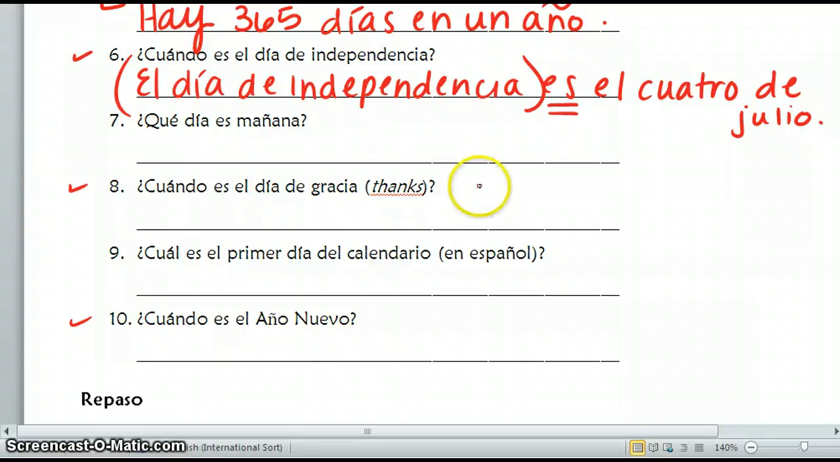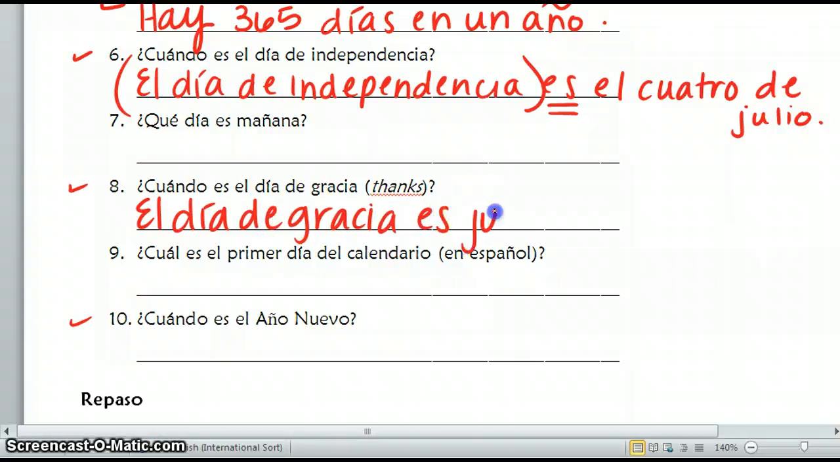¿Cuándo es el Día de Gracias? What is el Día de Gracias? Thanksgiving. That's always on a Thursday. So you're going to say el Día de Gracias es jueves. It's Thursday. It's on a Thursday. Okay? I told you guys this, that it was talking about a day, not a date. Now that's optional again. You can just say it's Thursday. You could just say es jueves. Or you could also say es un jueves. It's on a Thursday, but either way.